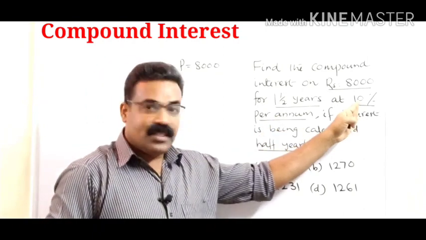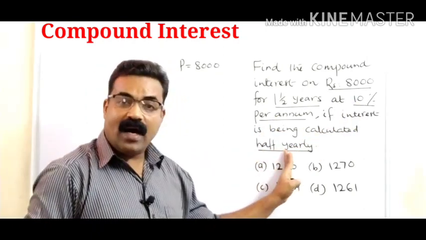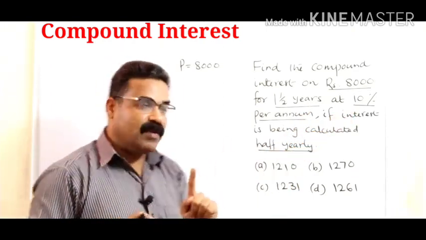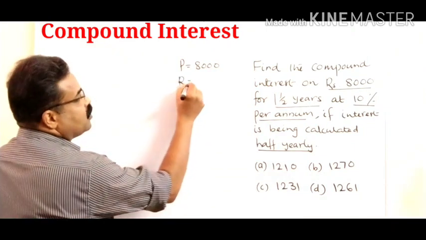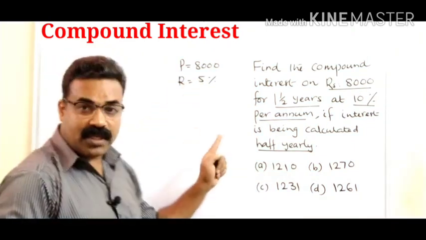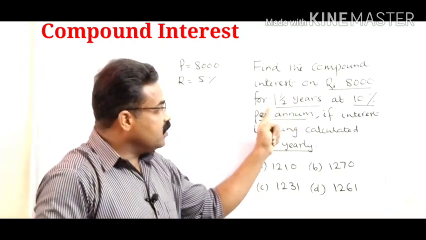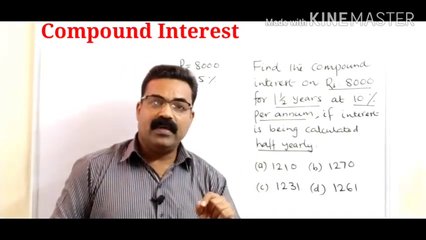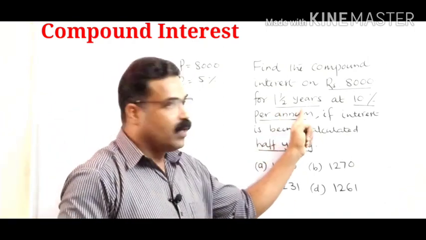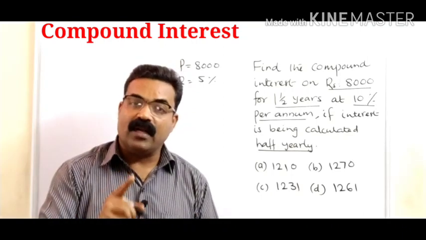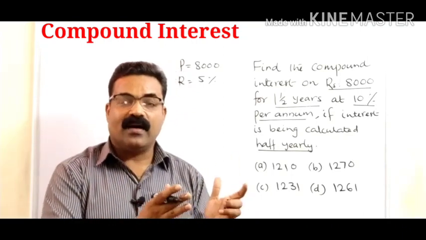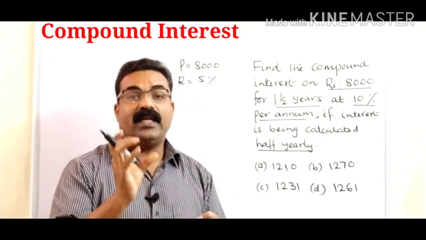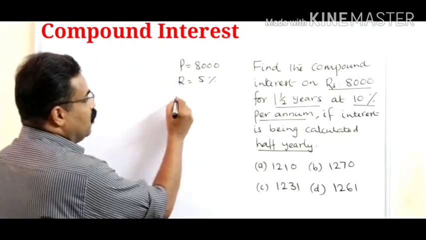Per annum, per year it is 10%, but the interest is being calculated half yearly. So per year it is 10% means interest for half year will be 5%. So R you have to take R is equal to 5% only in this question. And for how many years? 1.5 years. Every 6 months you are calculating half yearly. Half year means 6 months. You have to calculate for 1.5 years. How many half years are there in 1.5 years? 1.5 years means half, 1, 1.5. 3 times you have to calculate. So your n will be equal to 3.